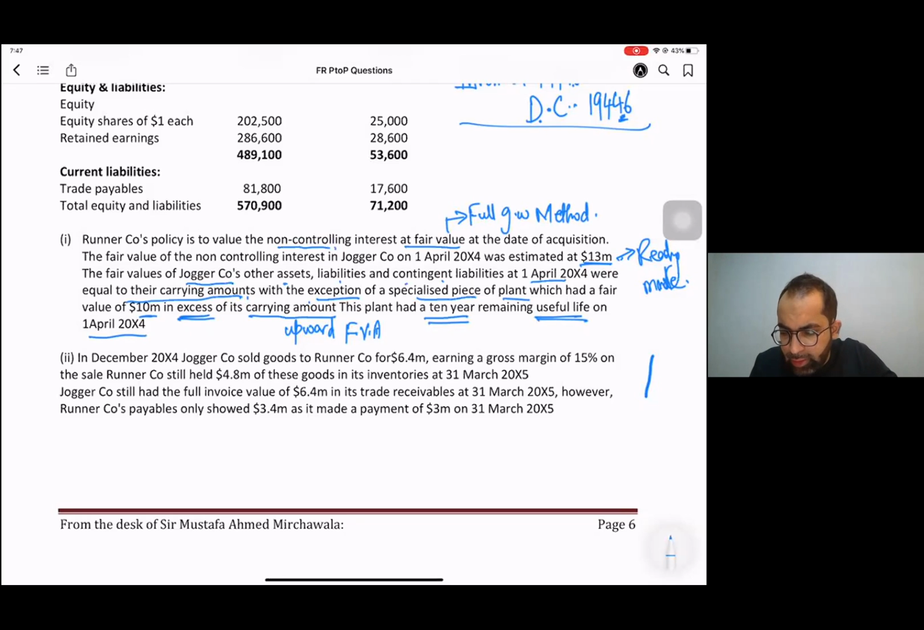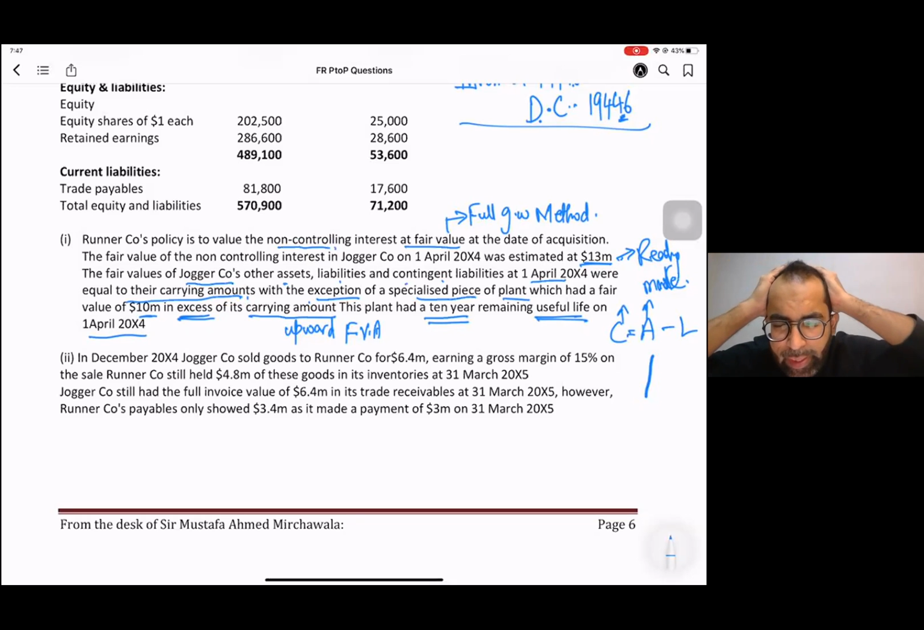Now, this is a pure upward fair value adjustment. I hope you remember that C is equal to A minus L. As this asset is going up, the net asset will also go up. So in the acquisition date net asset packet, you will write 10 million positive.